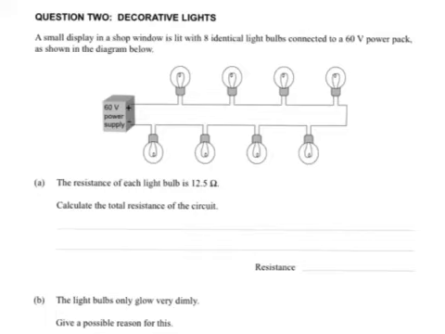Question 2, we're looking at some decorative lights. A small display in a shop window is lit with 8 identical light bulbs connected to a 60 volt power pack. It's important we'll circle that. As shown in the diagram below, and there's 8 and they're identical. A. The resistance of each light bulb is 12.5 ohms. Calculate the total resistance of the circuit.